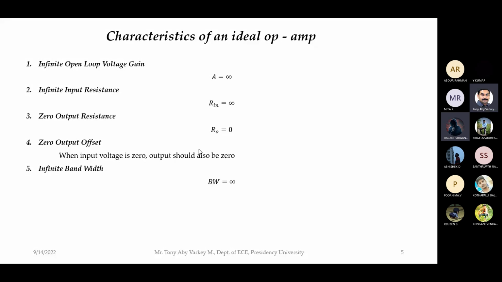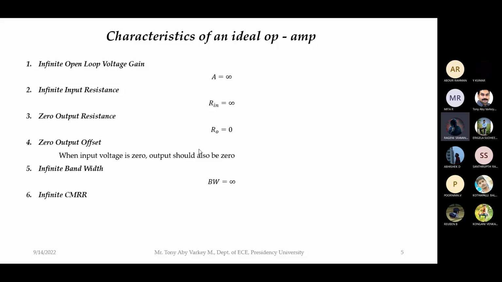Whereas a practical op-amp will not have that much bandwidth. It will be restricted to, say, amplifying signals only up to 100 kilohertz or 10 kilohertz. So that also we will see in our first experiment when we do in lab. You can see that it will not be amplifying any signals above a particular frequency. So please remember, infinite bandwidth means the op-amp should be able to amplify a signal with any input frequency.